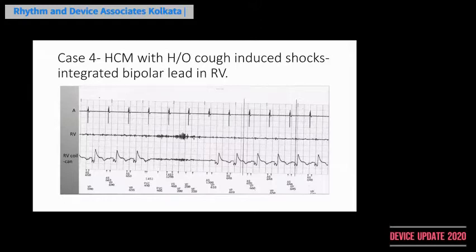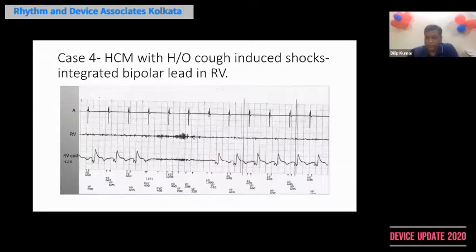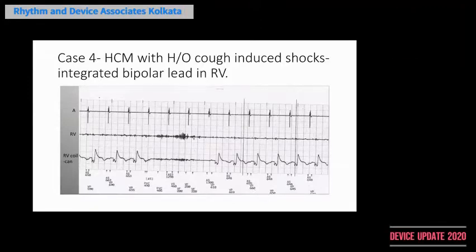So can anyone tell what it is basically, why there is a cough-induced shock? Anuna has given the answer of myopotentials. Okay, great. So what myopotential? Is it a pectoral myopotential or a diaphragmatic myopotential? That is the next question. So let us go.